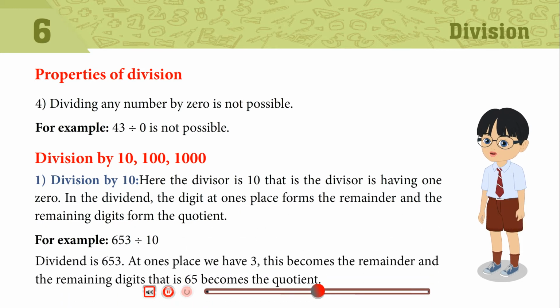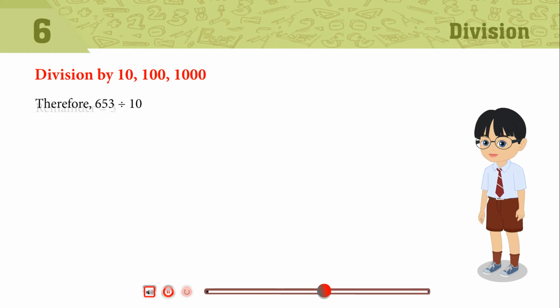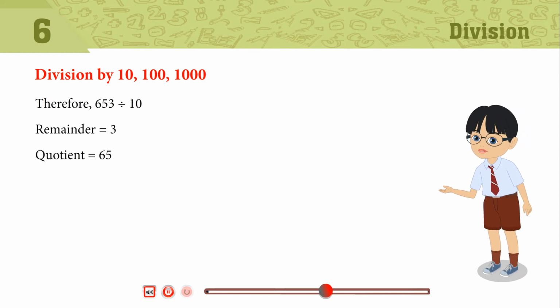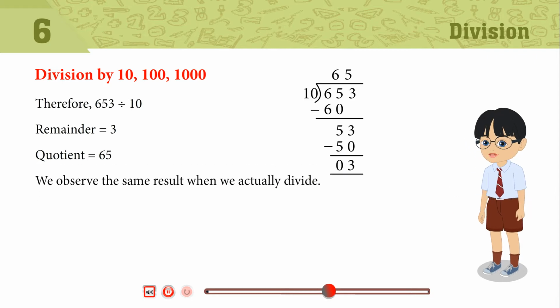At ones place we have 3. This becomes the remainder and the remaining digits, that is 65, becomes the quotient. Therefore, 653 divided by 10, remainder is equal to 3, quotient is equal to 65. We observe the same result when we actually divide.